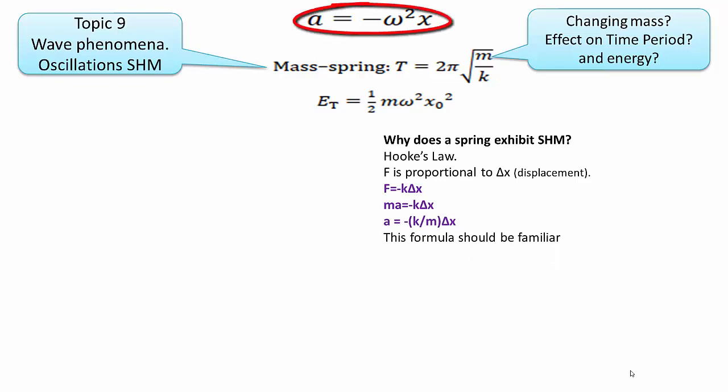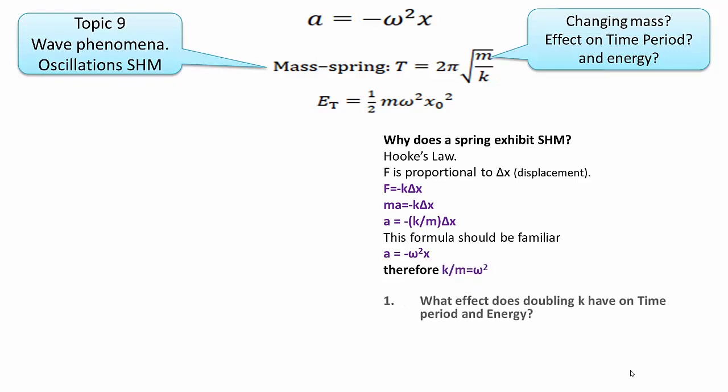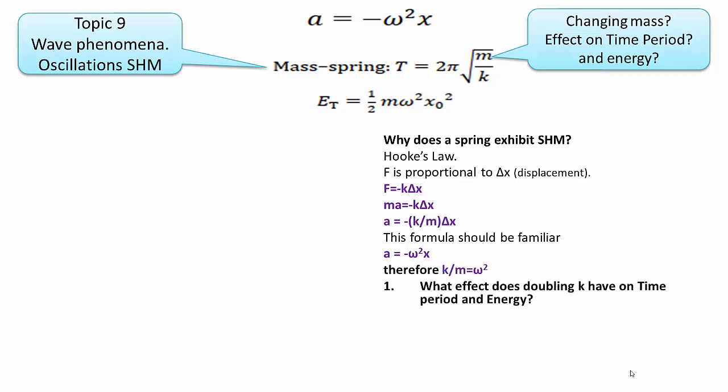Now, this should be familiar. This is exactly the same form as a = -ω²x. So k/m is equal to ω². The kind of question you could get is, what effect does doubling k have on the time period and the energy? Second question, what effect does doubling the mass have on the time period and the energy?